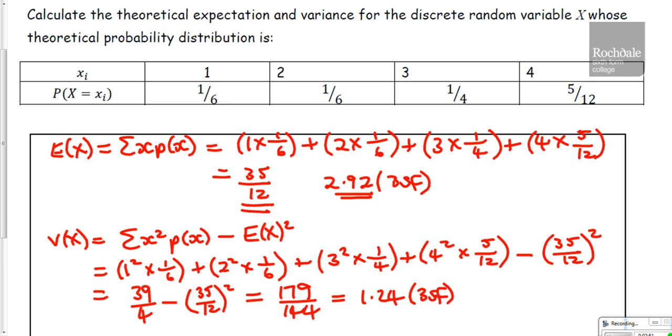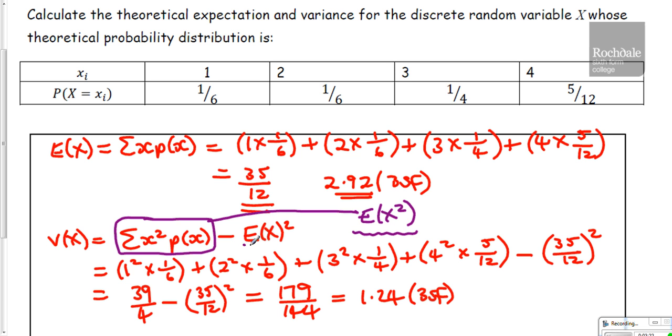I'll just make one comment at this stage because it'll help us later on in terms of some notation. This part of this formula here has a piece of notation all of its own: the expected value of x squared. So if you compare it, the expected value of x is x times the probability summed. The expected value of x squared is x squared times the probability summed. So it's just a different piece of notation, but notice how this is not the same as squaring the mean. Those two things are not the same. So the expected value of x squared and squaring the mean are two completely different answers.